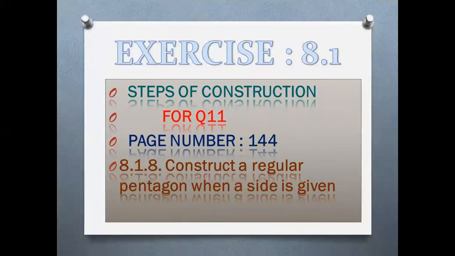The steps of construction of this diagram you will check on page 144, and the statement will be given there. Construct a regular pentagon when a side is given. Under this statement, the steps of this diagram are mentioned. Now come to question 12.